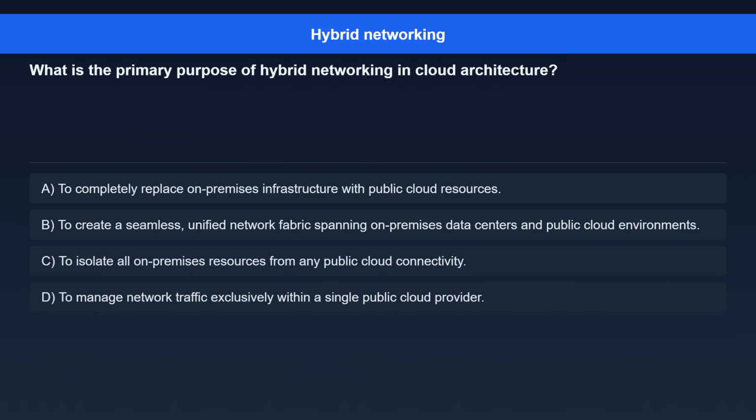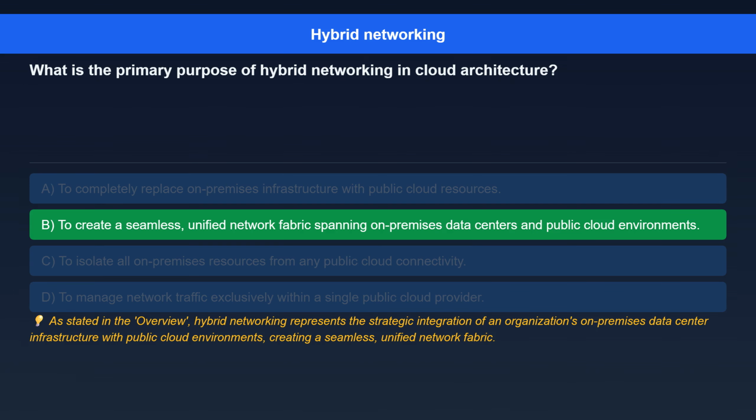Question 4. What is the primary purpose of hybrid networking in cloud architecture? Option A. To completely replace on-premises infrastructure with public cloud resources. Option B. To create a seamless, unified network fabric spanning on-premises data centers and public cloud environments. Option C. To isolate all on-premises resources from any public cloud connectivity. Option D. To manage network traffic exclusively within a single public cloud provider.